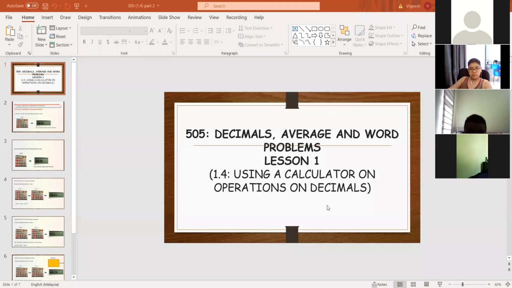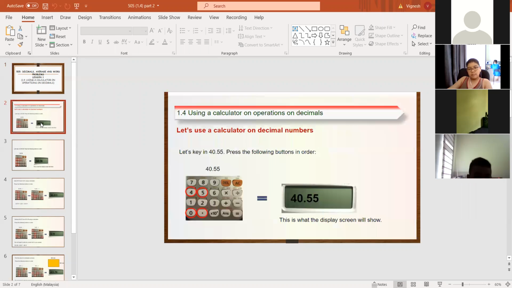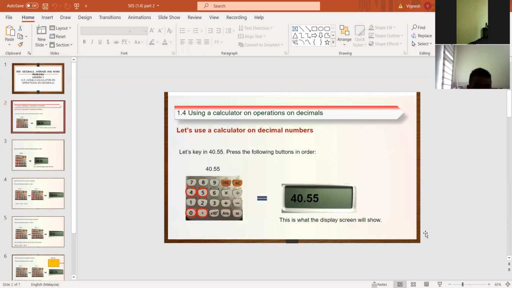Okay, so operations on decimals. For this topic, you are allowed to use the calculator. You have to use the calculator because it's already in the topic. Using a calculator on operations on decimals. Last time, remember for the normal numbers, how we use the calculator to solve the addition, subtraction, division and multiplication? Still remember how to use the scientific calculator?